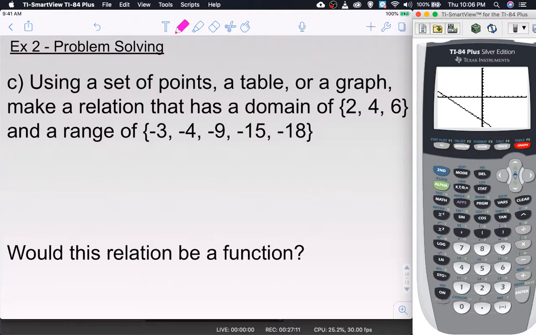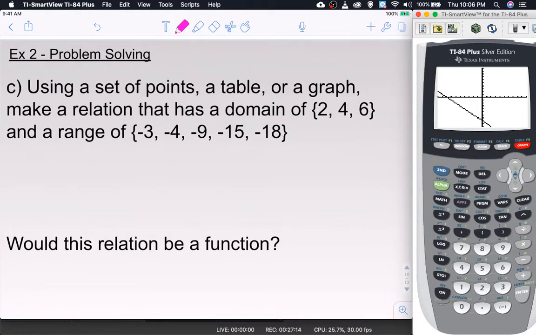All right, letter C. I would like you to pause the video and try this problem on your own. When you're ready to continue, hit play, and we'll go through it together.